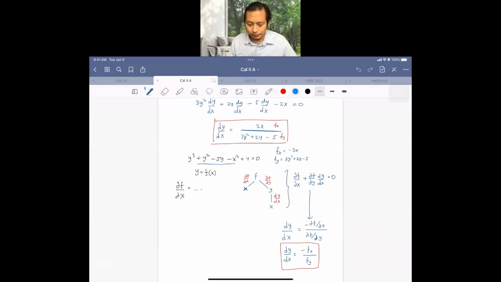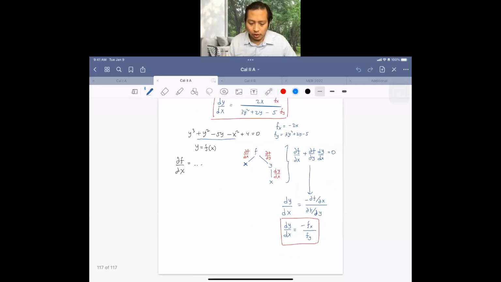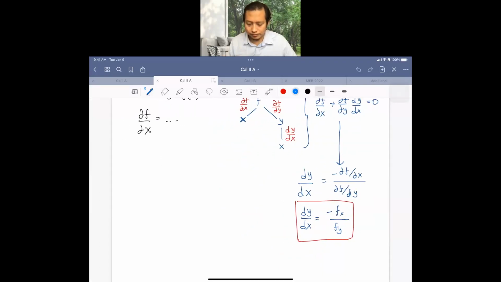Okay, now we are looking at the general. This is one way to state the implicit in using the chain rule. Now I will add a few notes here that, I think, will be important.